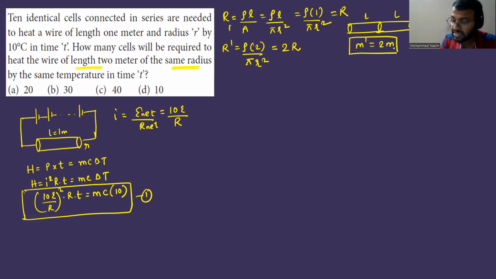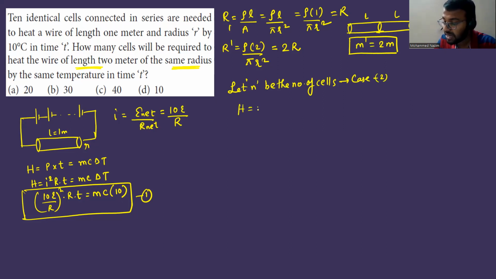So let us say this is case 1. Let n be the number of cells required in the second case, in case 2. Now, what is the amount of heat produced? Again, we can use the same formula. Heat is nothing but I square R into T, is equal to, then this heat will cause a rise in temperature, which is MC delta T.